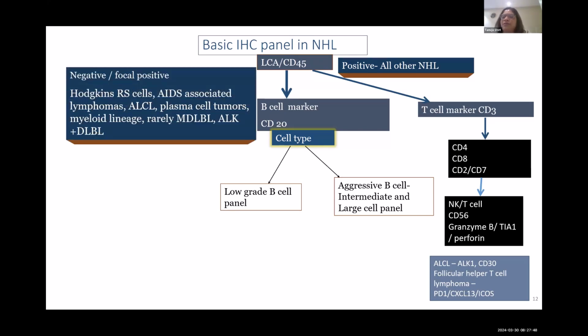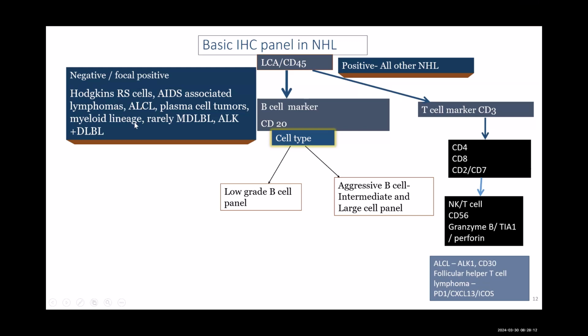Now, there are certain lymphomas or hematolymphoid tumors that are negative for LCA. So if you're thinking of these lymphomas and your LCA is negative, then you have to put a specific panel. Otherwise, you'll miss the hematolymphoid origin. One important thing is the Reed-Sternberg cell of a Hodgkin lymphoma is LCA negative. Many of the AIDS-associated lymphomas like plasmablastic lymphomas are LCA negative. ALCL, 50% are LCA negative.